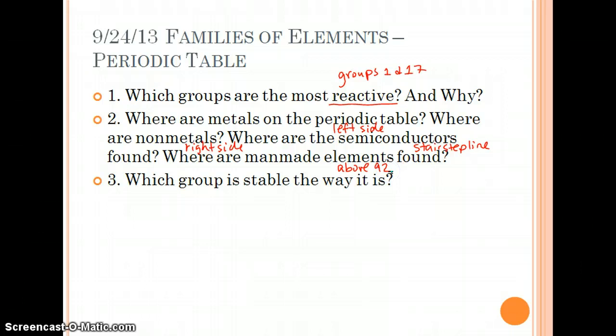Which group is stable the way it is? Noble gases. Group 18. They don't need to bond with anything. They're happy the way they are.